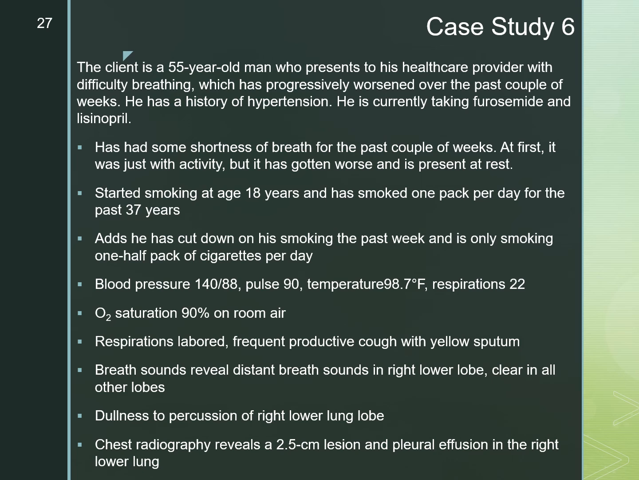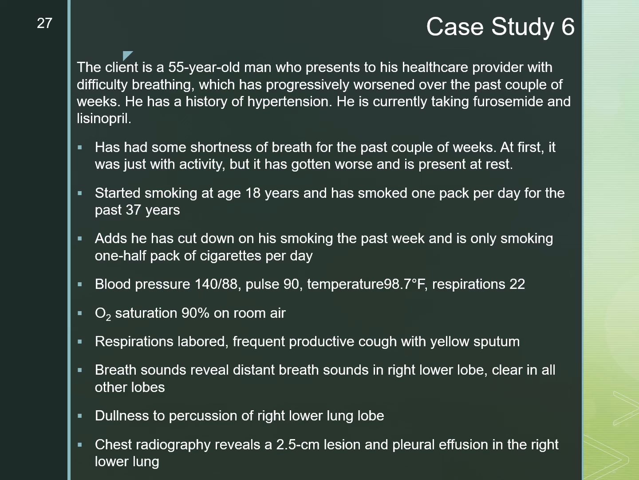Okay, we have a 55-year-old man that is coming into the healthcare provider with difficulty breathing that's gotten progressively worse over the past couple of weeks. Has a history of hypertension and is currently taking furosemide and lisinopril. He states he's had some shortness of breath for the past couple of weeks, and at first it was just with activity, but now it's gotten worse and is present even at rest. He did start smoking at age 18 and has smoked one pack per day for the past 37 years. Adds that he has cut down on his smoking the past week and is only smoking half a pack a day.